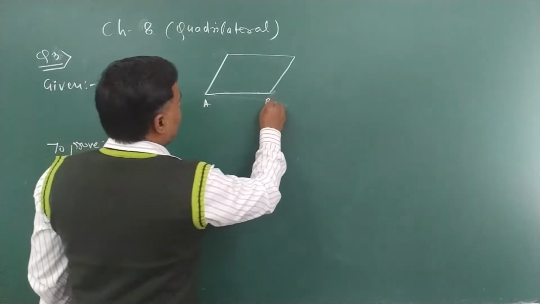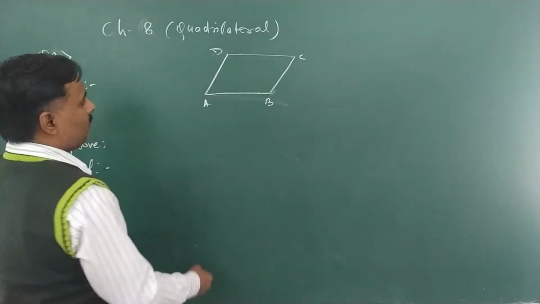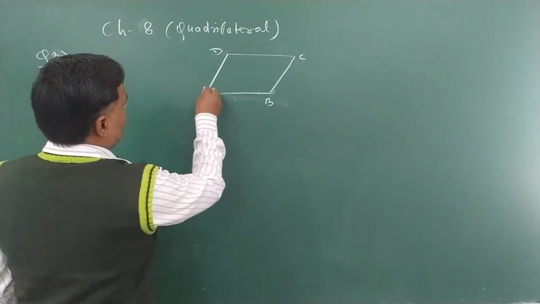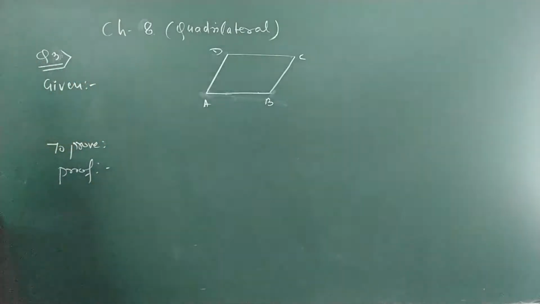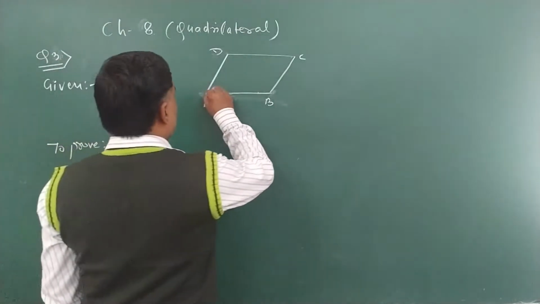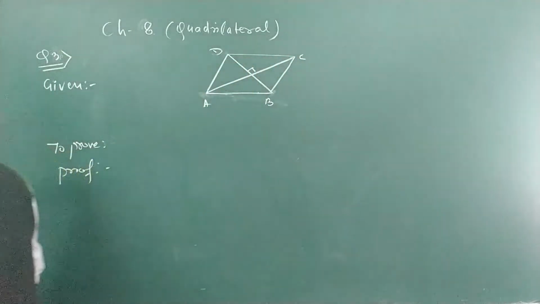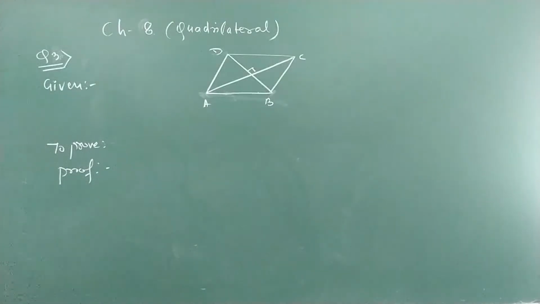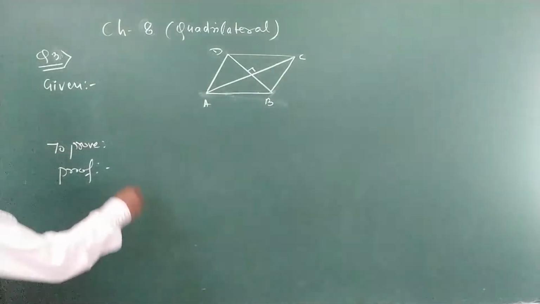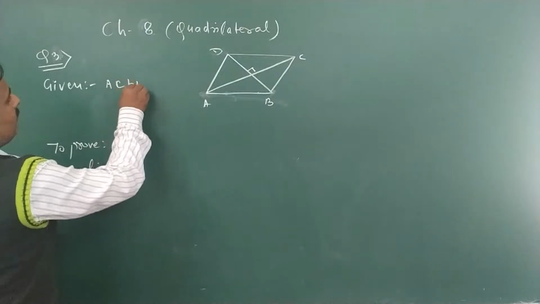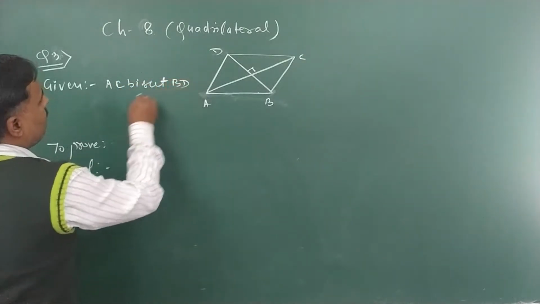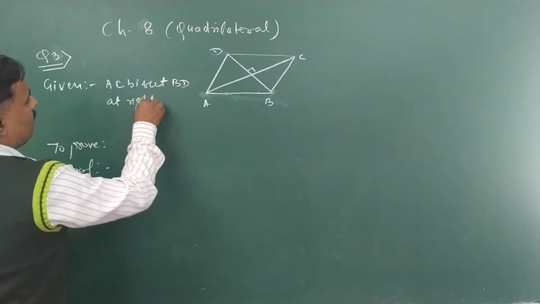So I'm just taking A, B, C, D. ABCD is a quadrilateral, and what is given? The diagonals of a quadrilateral bisect at 90 degrees. They are bisecting at 90 degrees. So we are proving that it's a rhombus. Show that if the diagonals of a quadrilateral bisect each other at right angle, means they are bisecting each other at right angle. So what is given? Given that AC bisects BD at right angle.